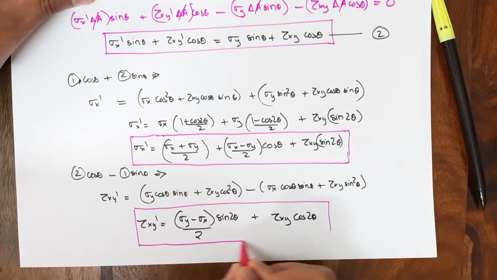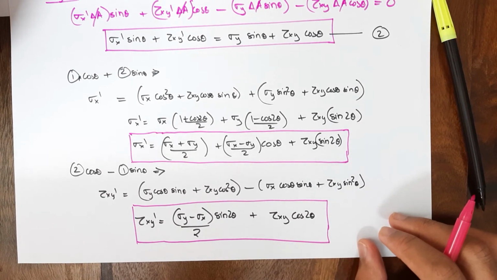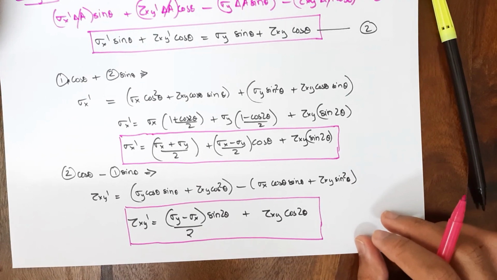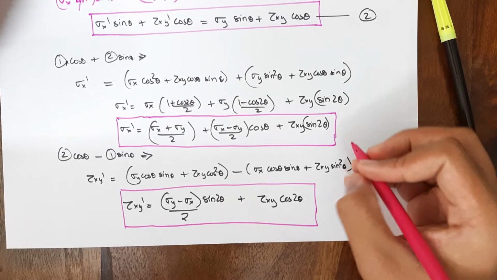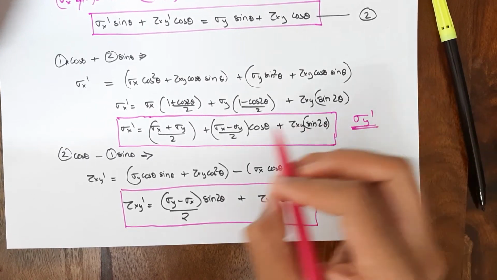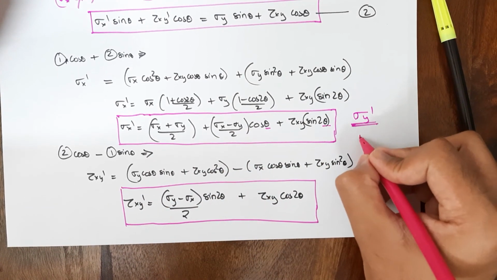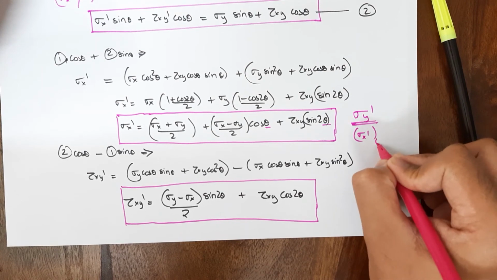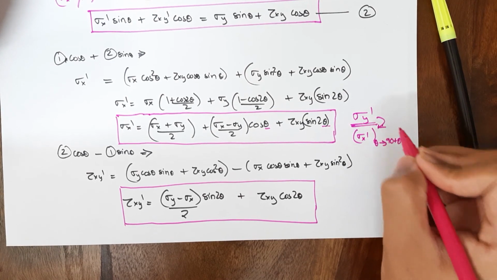So that is how you get sigma x dash and tau xy dash when the orientation is changed by an angle of theta. So for finding sigma y dash, all you have to do is, in place of theta here in the sigma x dash expression, you have to put 90 plus theta. That will give you sigma y dash.